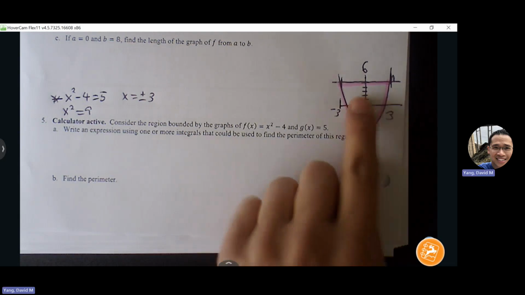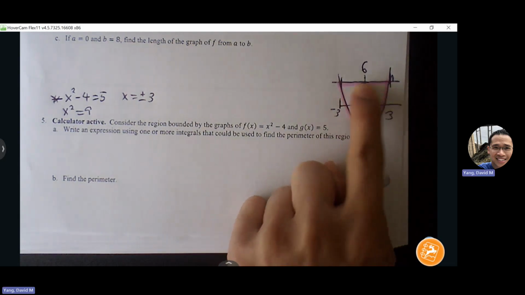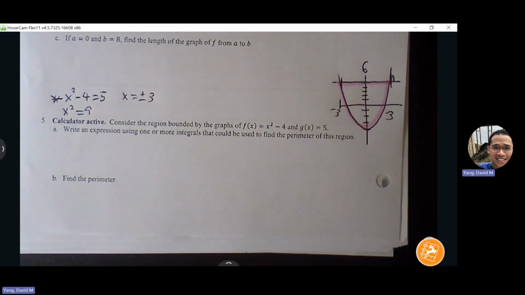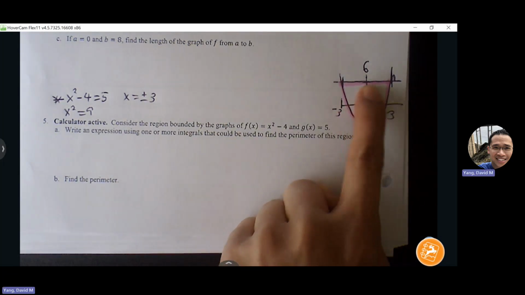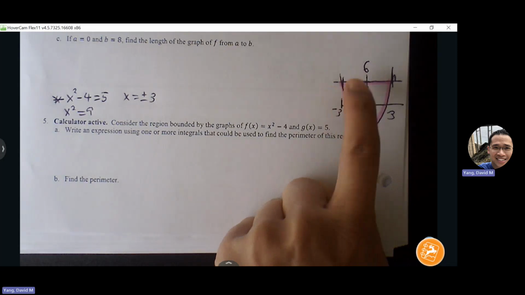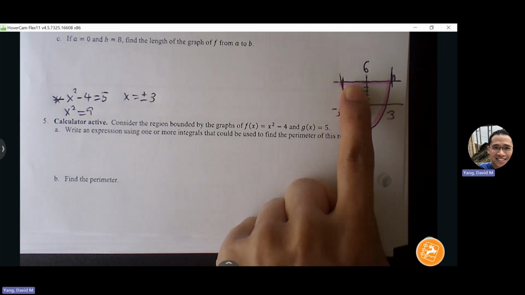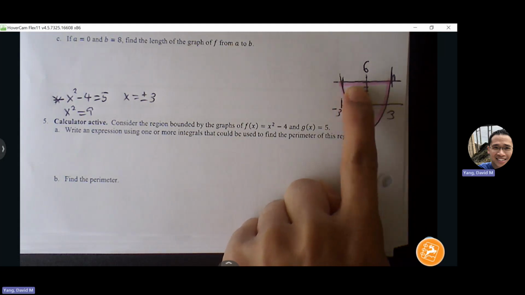I mean, if you wanted to, you can do an arc length formula for this, and that would still get you 6. Your f prime for this will be 0. Square root of 1 plus 0 squared from -3 to 3. Arc length can still work if you're dealing with a horizontal line.